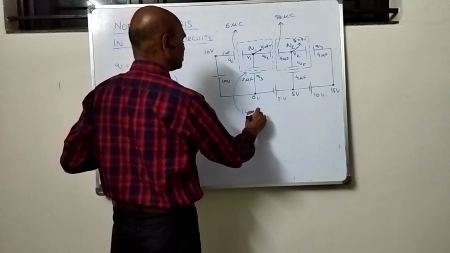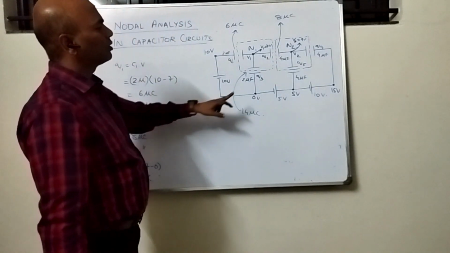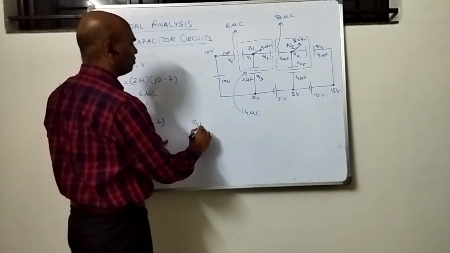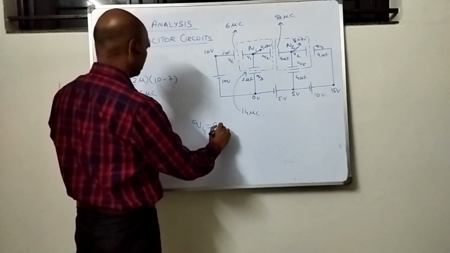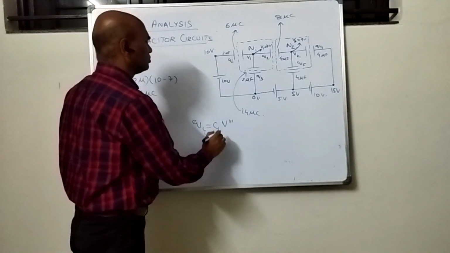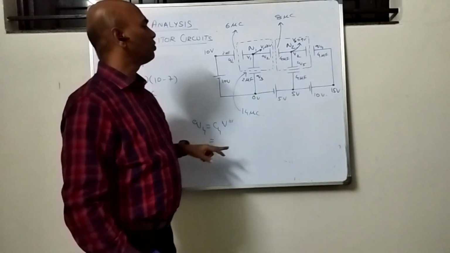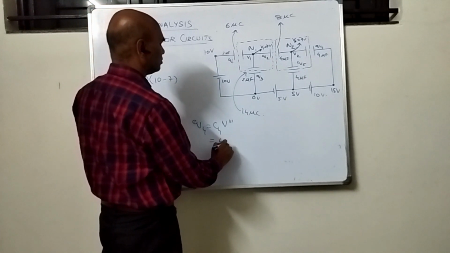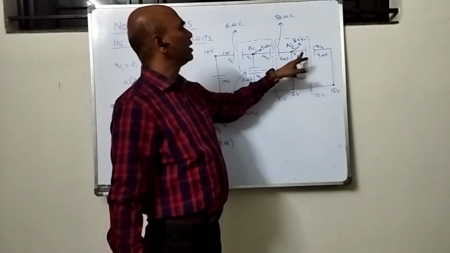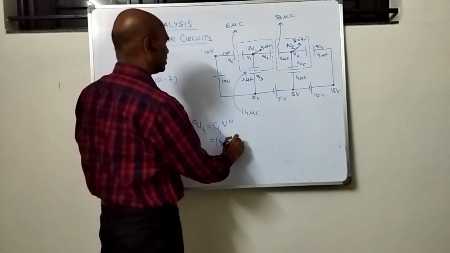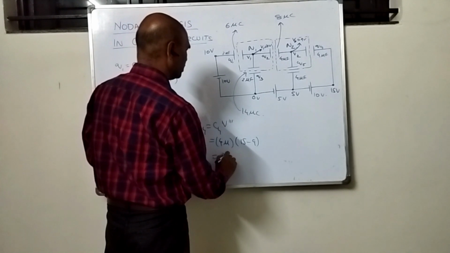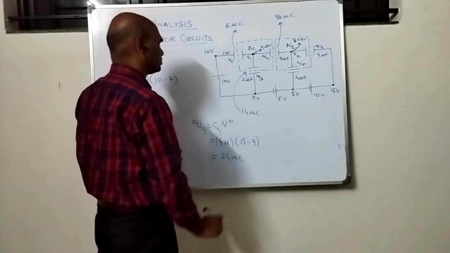And now coming to the fourth capacitor here, so I would say Q4 is C4 into V triple dash. So now C4 capacitance is 4 micro, so 4 micro into the potential difference. This side it is 15 and this side it is 9, so I would say it is 15 minus 9, that means it is 24 microcoulombs.